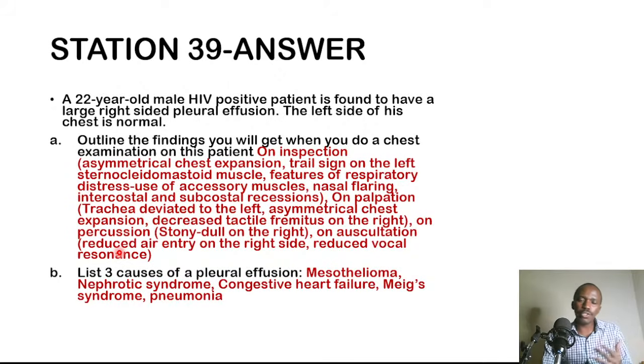And of course, you may have features of respiratory distress, so things like use of accessory muscles, nasal flaring. You may have things like subcostal and intercostal recessions. Of course, when you palpate them, the trachea will be deviated towards the left.